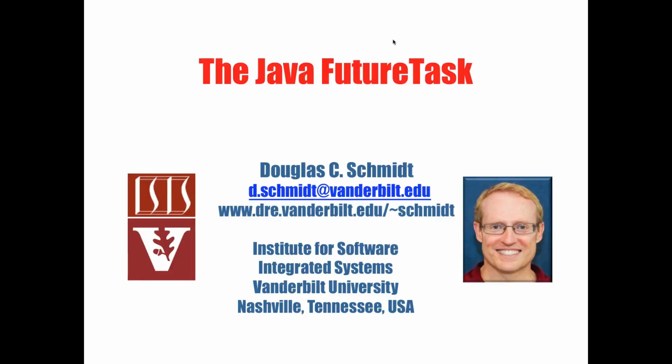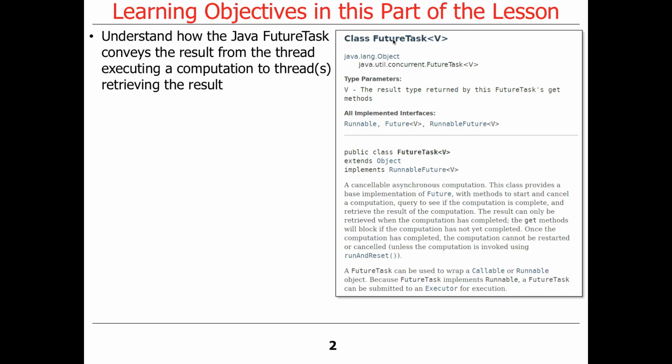something called a Java FutureTask. And so here we'll talk about what a FutureTask is and how it's used to convey the result from a thread that's executing a computation to one or more threads that want to retrieve the results of the computation. So that's one thing the FutureTask does that we'll cover.